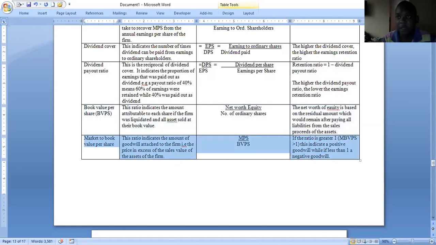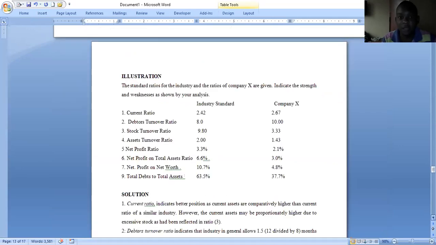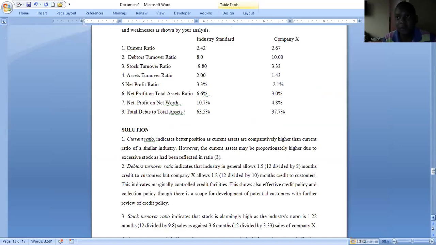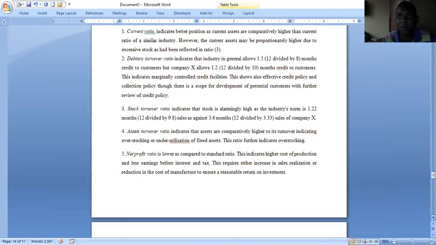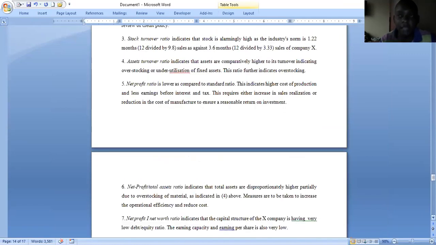And that is it with the financial statement analysis. The rest we have are examples. In the next lesson, we shall look at an example on financial ratio analysis.